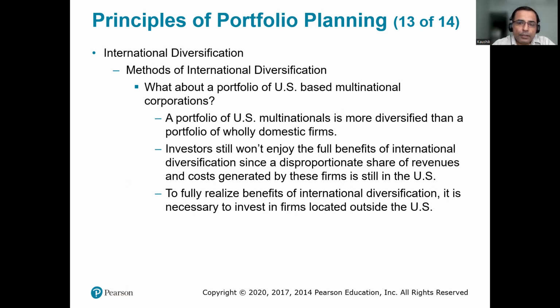Another way to do it is investing in US multinational companies, because they have a portfolio of businesses in different countries. So they also provide international diversification in an indirect way. But the problem is that most of their revenues may come from the US. So this is not a very proper international diversification.